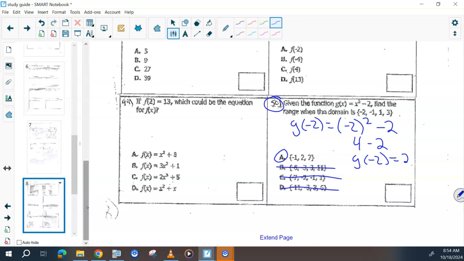Yes. How does the negative become positive? What's negative times a negative? Other questions on this page? The exponent? Yeah. We squared negative 2. You did negative 2 times negative 2 to get positive 4.